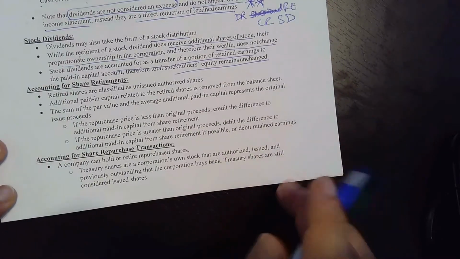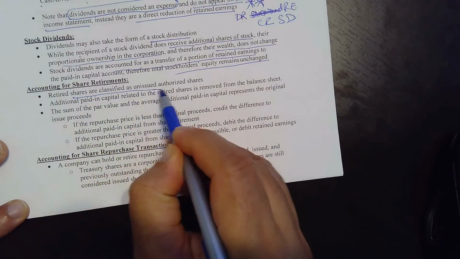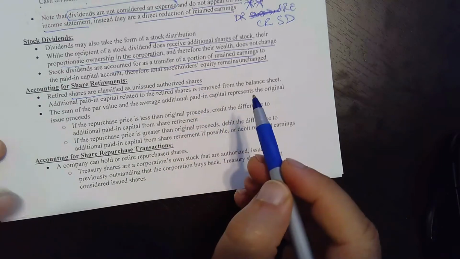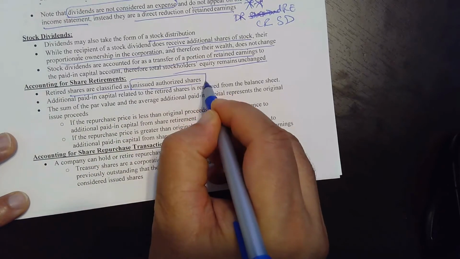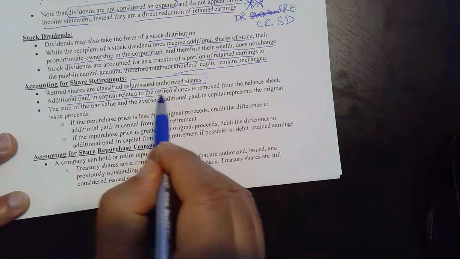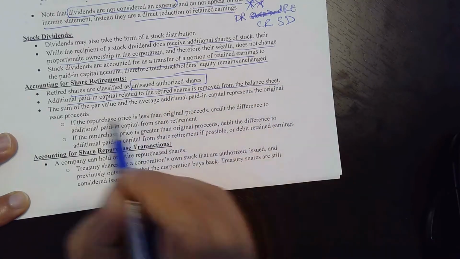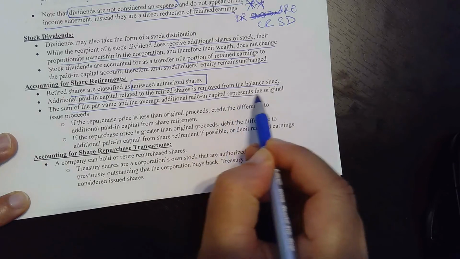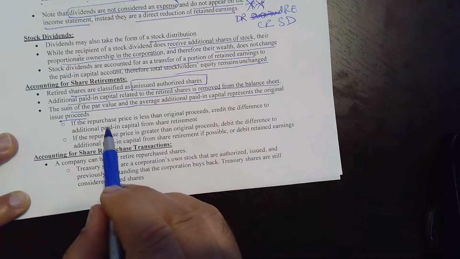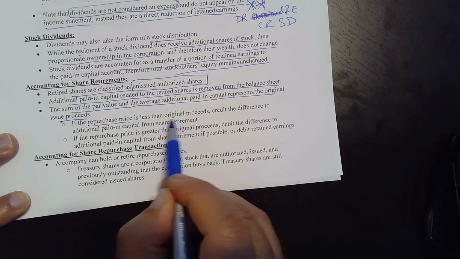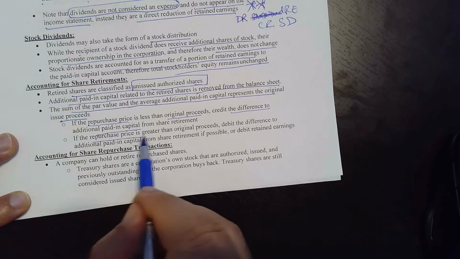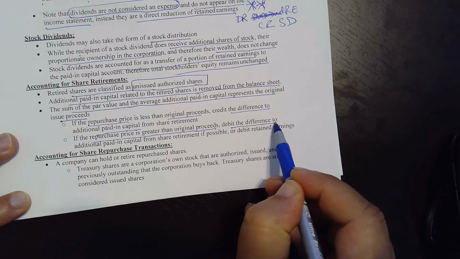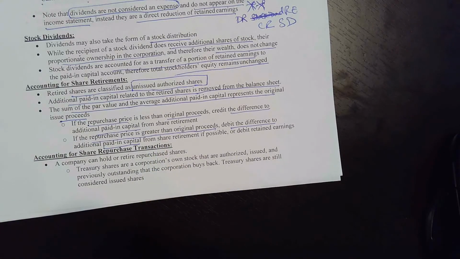Accounting for share retirement. Retired shares are classified as unissued authorized shares. So retired shares go back into the unissued authorized shares. So make sure you know this. Additional paid-in capital related to retired shares is removed from the balance sheet. The sum of the par value and the average additional paid-in capital represents the original issue proceeds. If the repurchase price is less than the original proceeds, credit the difference to additional paid-in capital. And if the repurchase price is greater than the original proceeds, debit the difference to additional paid-in capital. So you only deal with the increase or decrease of the additional paid-in capital.